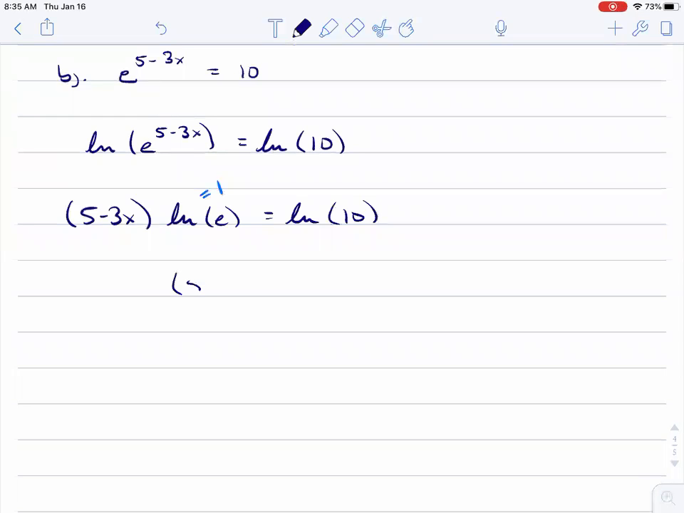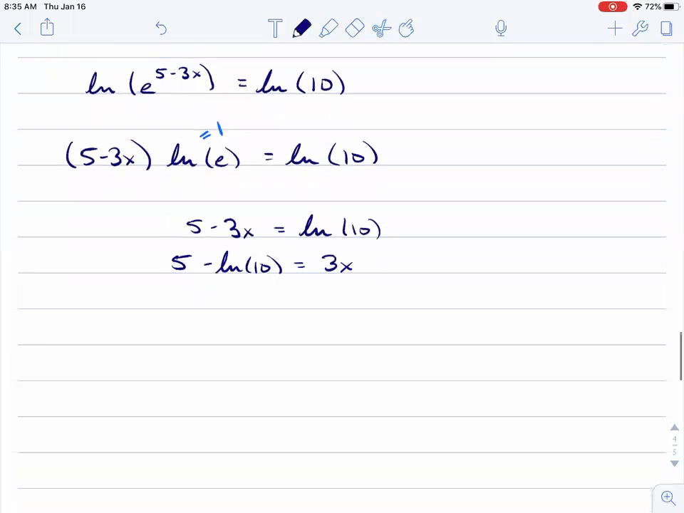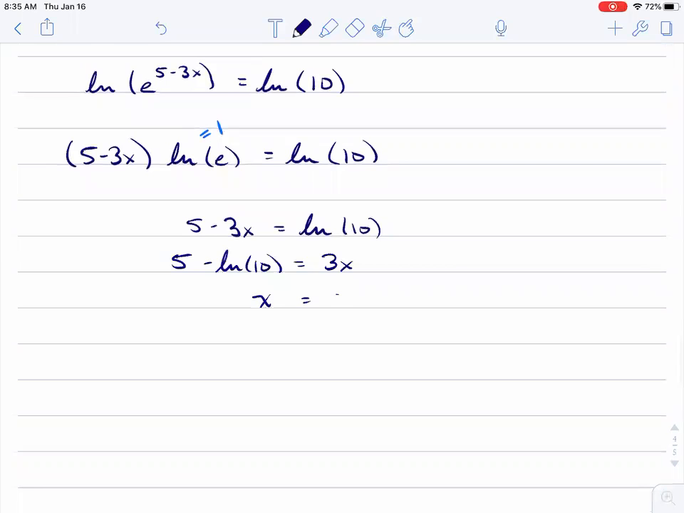So now we've got 5 minus 3x. Oh, I guess I can ditch those brackets. It is the natural log of 10. Clean that up. Treating the natural log of 10 as just a number, which it is, we can solve for x. If I do 5 minus the natural log of 10 is 3x, then I have x is 5 minus the natural log of 10 over 3.